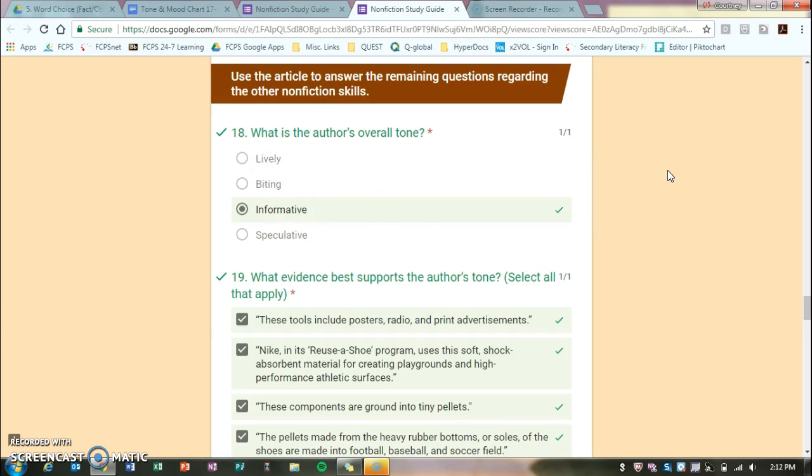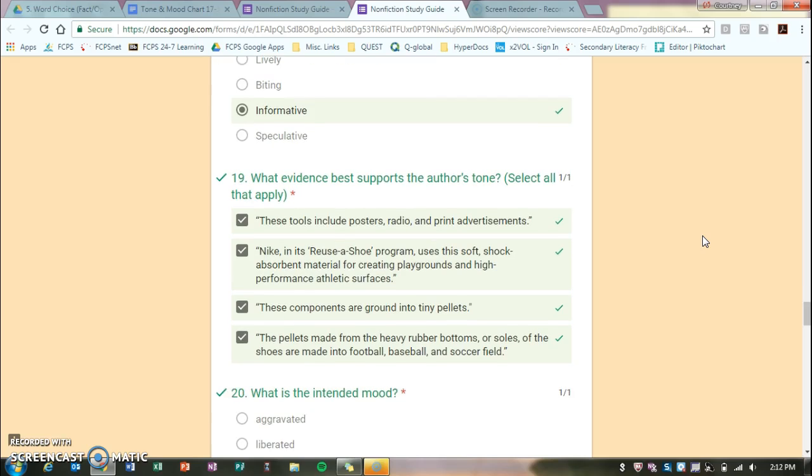And lively, while it is more upbeat, it's not full of life. It's not inviting you to kind of get all excited about something. Informative is your best answer because it's putting forth information about the program and how to be a part of that. Number 19, which evidence best supports the author's tone? All of these would support the tone of informative. They're all giving us facts about the program. So it's telling you how they're advertised, what the program is, the parts of how they take these shoes and turn them into the playground and different surfaces, and then also about the pellets. So again, all of these would apply for that question.